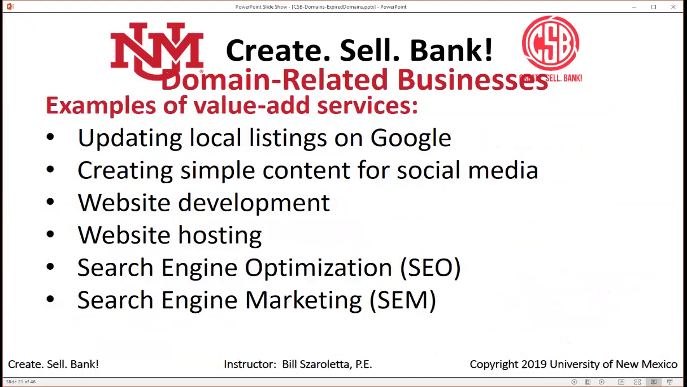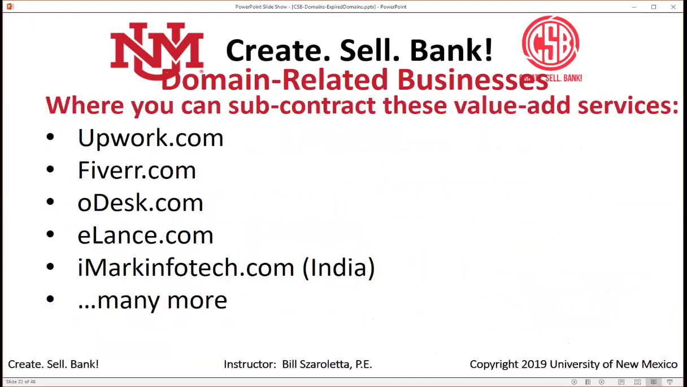Now, you don't necessarily do all this. You can subcontract it through Upwork, Fiverr, Odesk, Elance, iMarkInfotech.com, which is a place in India, and there's a lot more. You just have to do your research. And again, it's an arbitrage. These folks are generally less expensive than what a client would pay you. And the difference that you can make, of course, via arbitrage, is your profit.